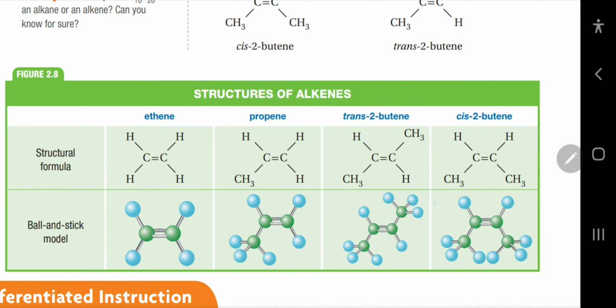Here, as you can see, this is the ball-and-stick model and the structural formula for ethene, propene, trans-butene and cis-butene. And notice, guys, that we don't have methene here because we are talking about a double bond. Meth means that we have only one carbon atom, which means that the other atoms are hydrogen, and hydrogen is not able to form a double bond. So we don't have methene or one carbon atom with a double bond. So alkenes start from ethene.